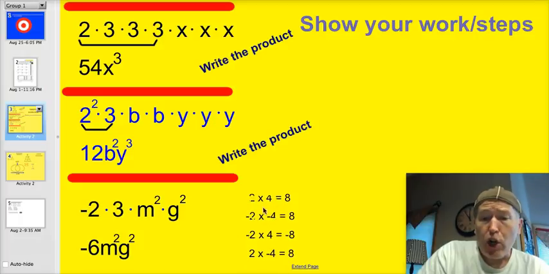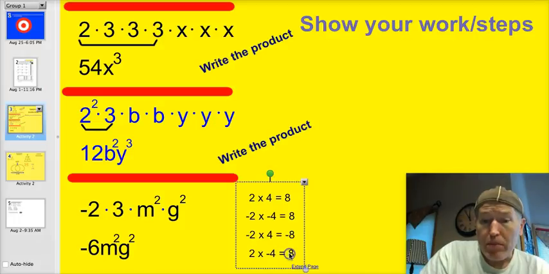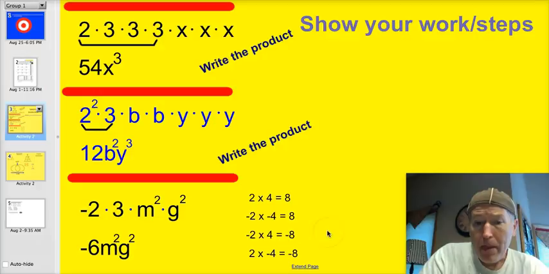Take a look at this little chart I made over here. Remember, a positive 2 times a positive 4 is 8. A negative 2 times a negative 4 is also 8. 2 negatives equal a positive. But if you just have an odd number of negatives, or just one negative like this, negative 2 times 4 or 2 times a negative 4, your product is going to be a negative 8. Okay? So, got that taken care of.